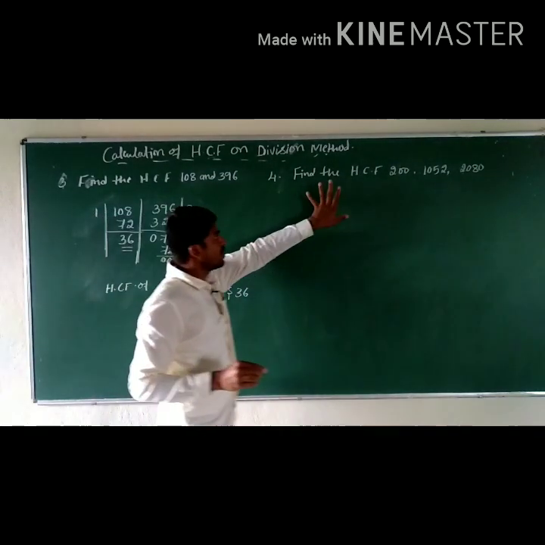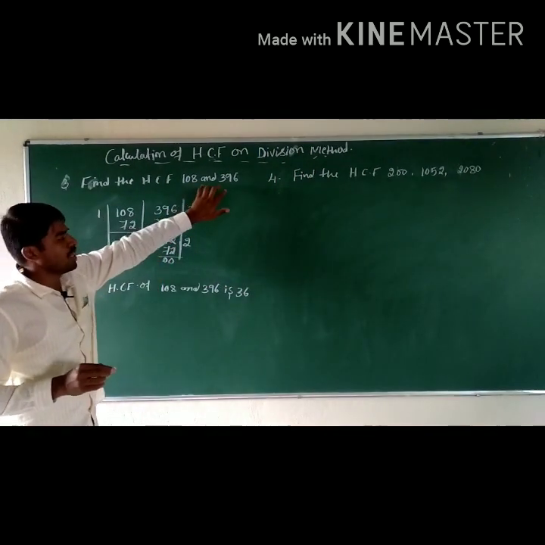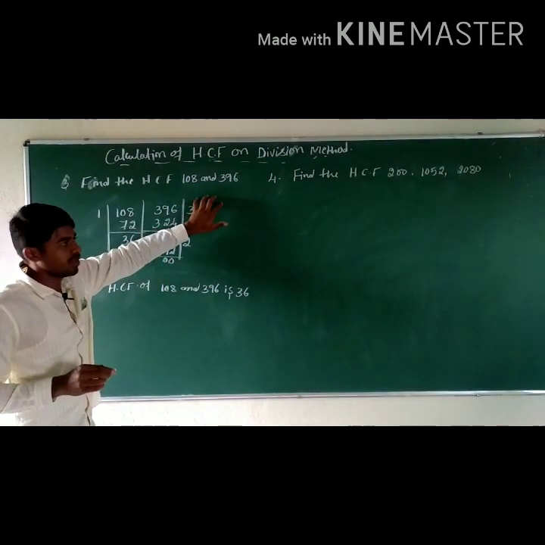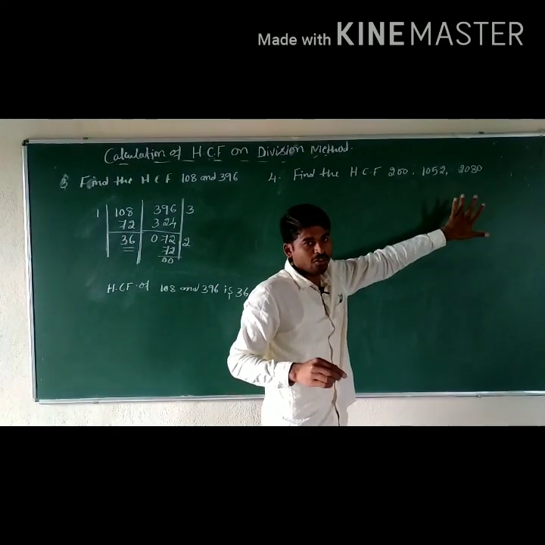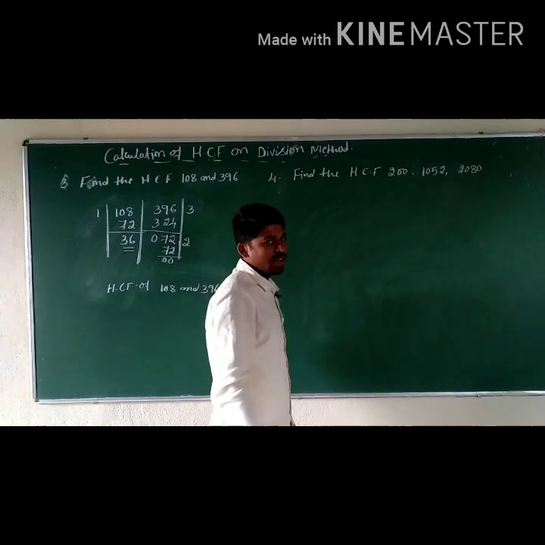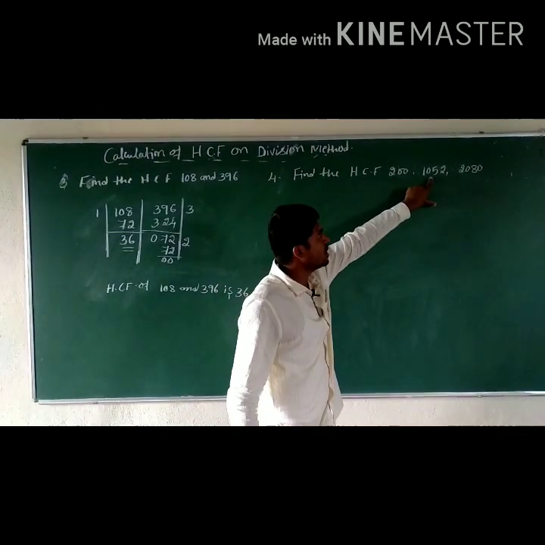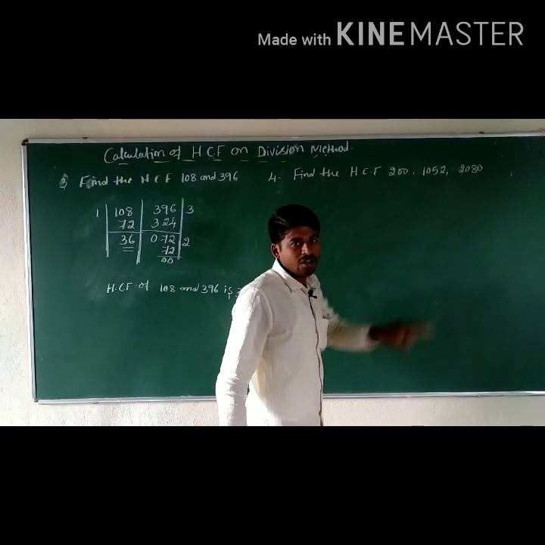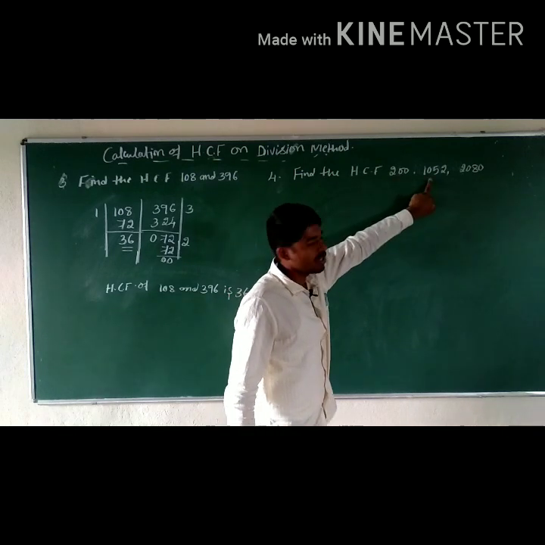In the same manner, the fifth one. Up to the third problem, you know that only two values were given for calculating the HCF. Now we should calculate the HCF for three values. In the same manner, we have to solve the problem. Okay, the lowest value is 200, the highest value is 1052. First we take two values, dividing the values. Now 200 and 1052.